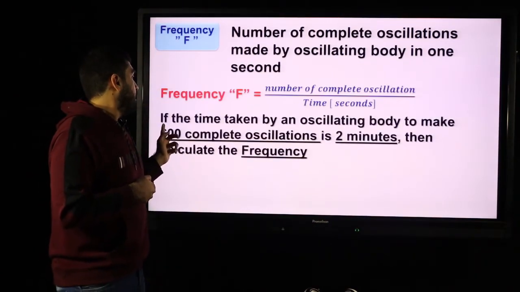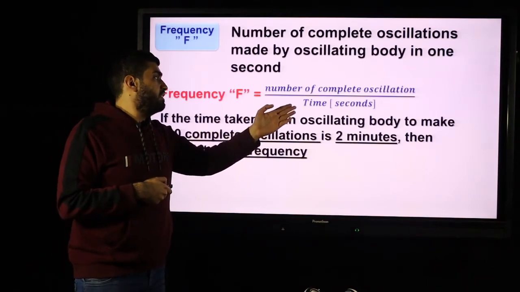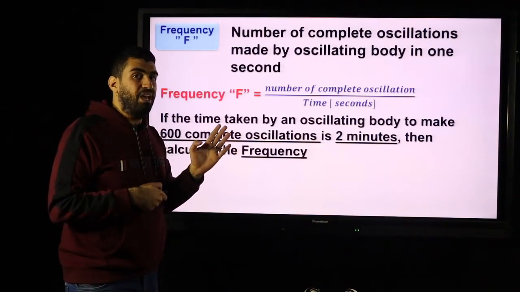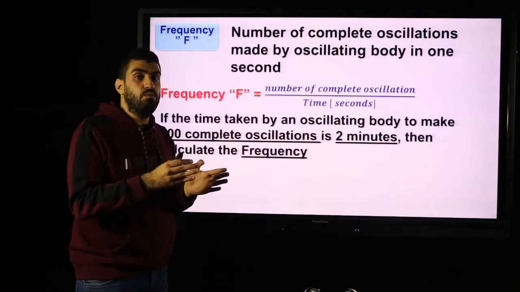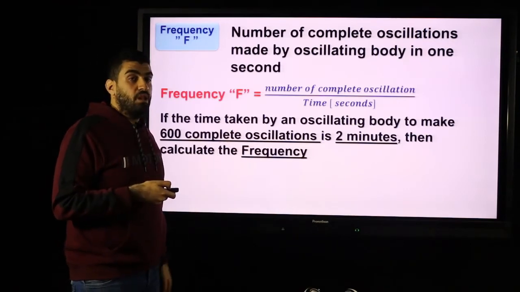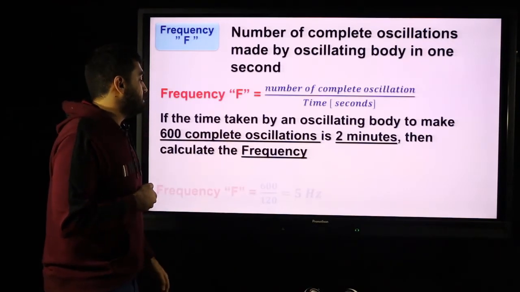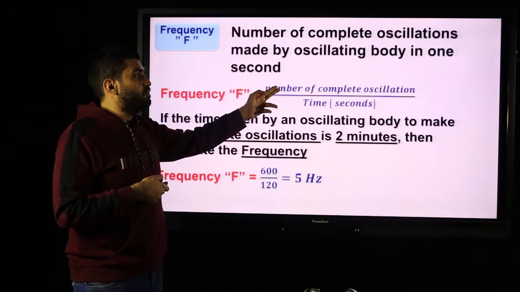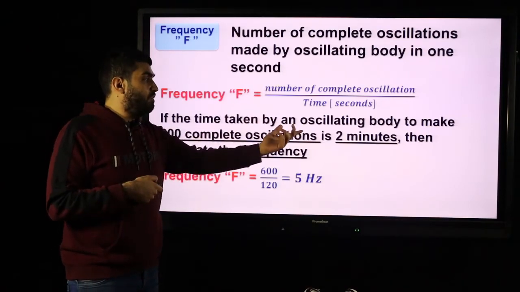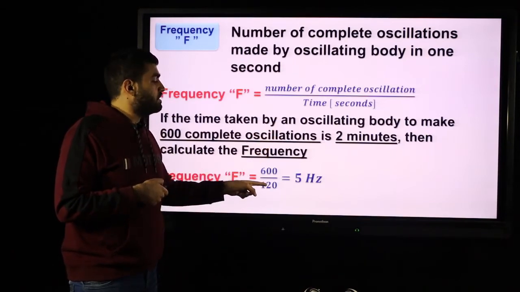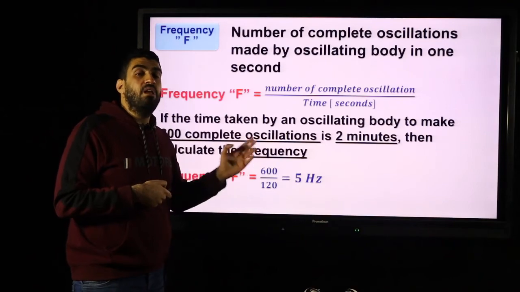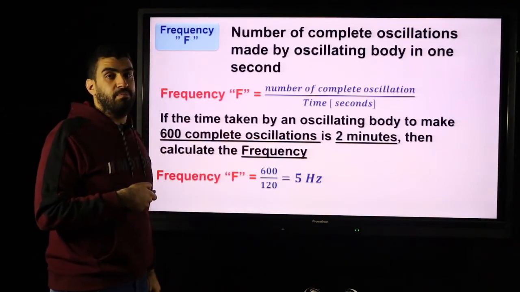Okay, problem. If the time taken by an oscillating body to make 600 complete oscillations is 2 minutes, we have to convert 2 minutes into 120 seconds. Then calculate the frequency by applying the rule. Frequency equals number of complete oscillations over time: 600 complete oscillations over 2 minutes, which means 120 seconds, equals 5 hertz. What's meant by hertz? The measuring unit of frequency.